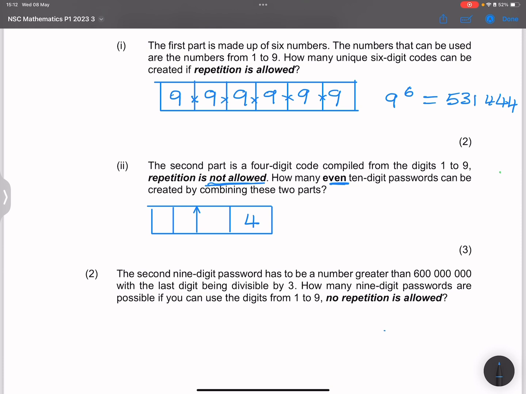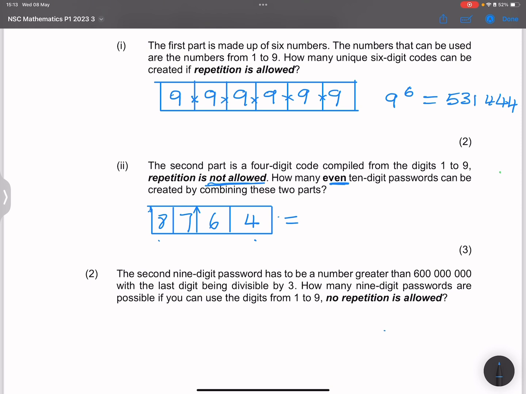We've got 4 even numbers, but now I need to find out how many digits I can now use. If I use one of the 4 even numbers, I can choose from the other 8. Once I've used those 2, I can choose from the 7. Once I've used the 3, I can choose from the 6. So the number of codes I can make from that is 8 times 7 times 6 times 4.